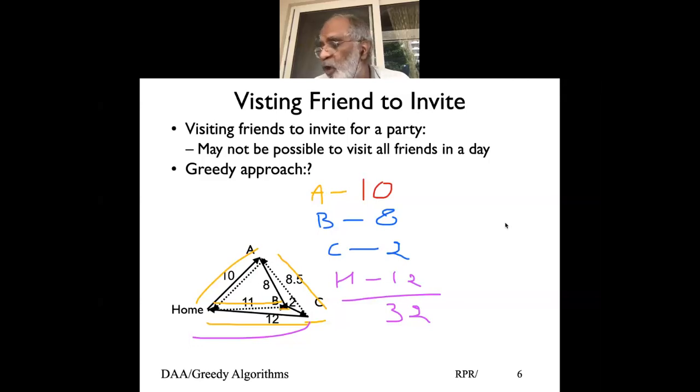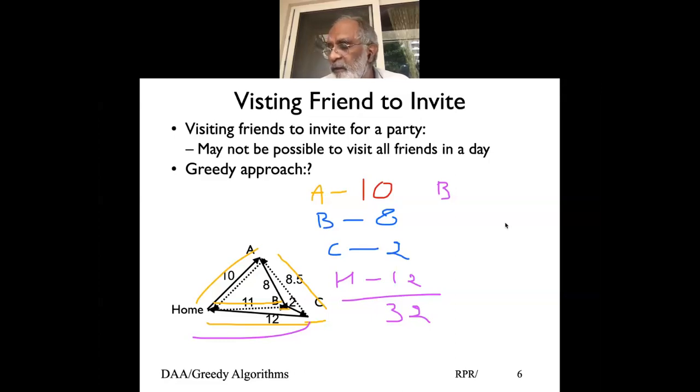But this is not optimal if I were to take a different route. The different route is, from home I go to B first, which would be 11 kilometers. B to C would be 2 kilometers. C to A would be 8.5, and A to home is 10, and this basically is 31.5.